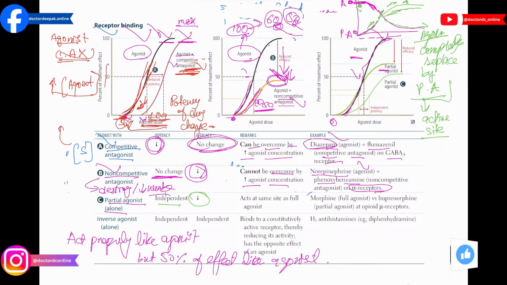So you can say that if you are giving agonist and partial agonist together, the partial agonist acts like an antagonist. It will be very simple for you. If you are giving agonist with partial agonist, it acts like an antagonist and will decrease the efficacy. But if you are giving partial agonist alone, the effect will be increased, or it may act like an agonist. Understand?